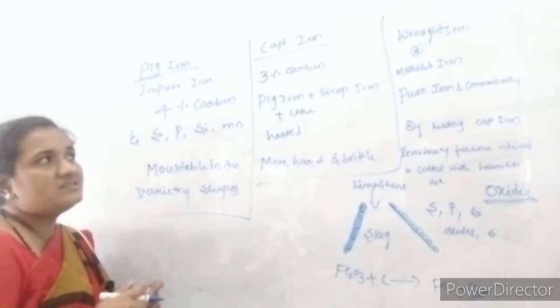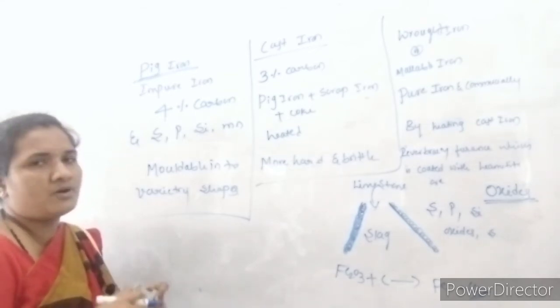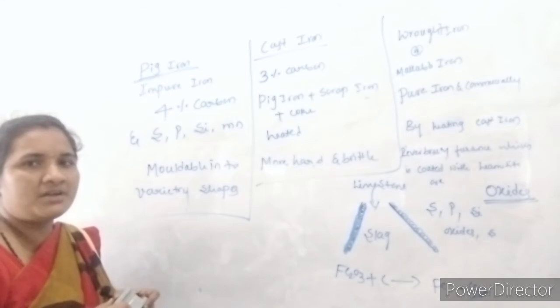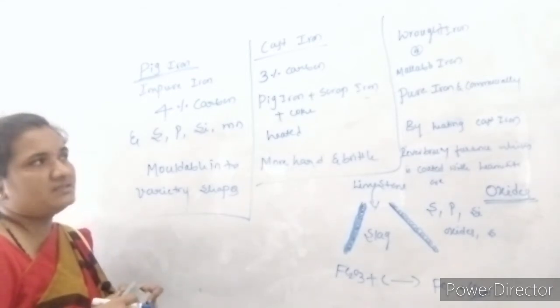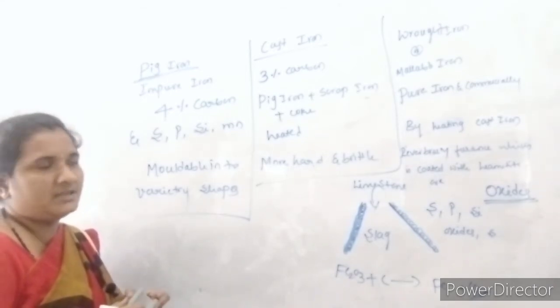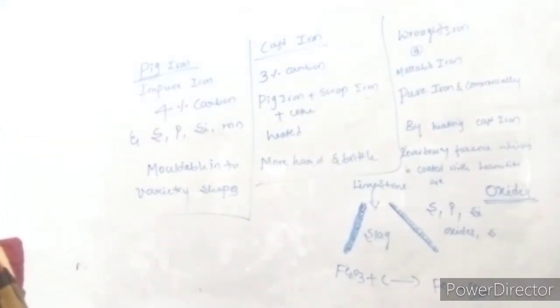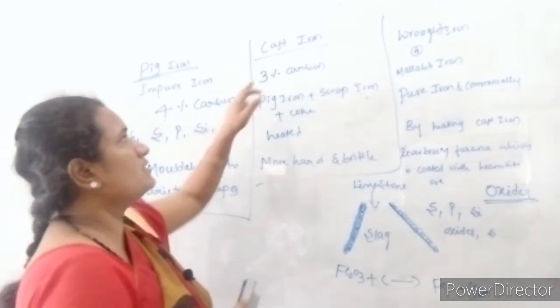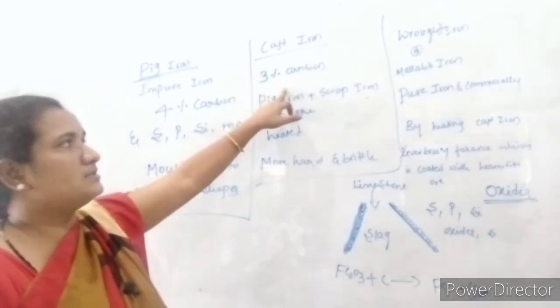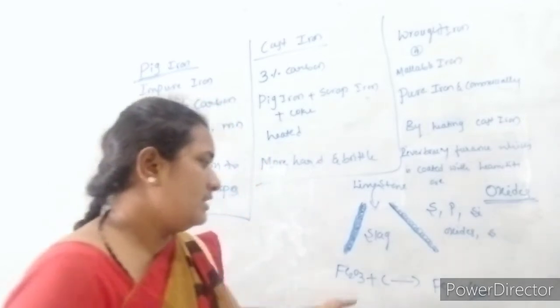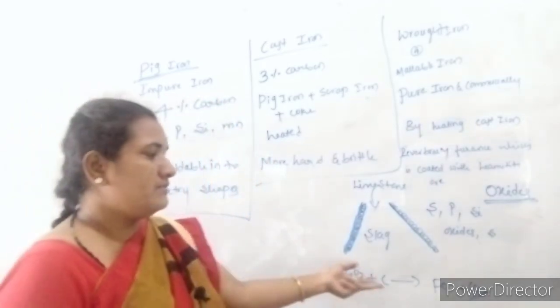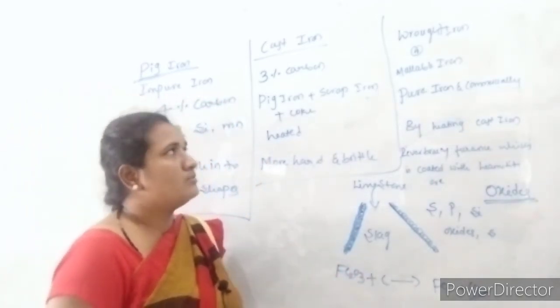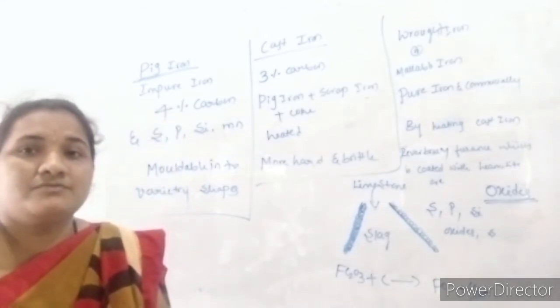So that is why this is considered the purest form of iron, and it is very soft, so it is considered malleable iron. We can use this iron in a variety of industries. So this is about the iron. Pig iron contains 4% of carbon, cast iron contains 3% of carbon, and in wrought iron we are able to remove all the carbon by converting it into oxides. So this is about the iron extraction from its oxides.